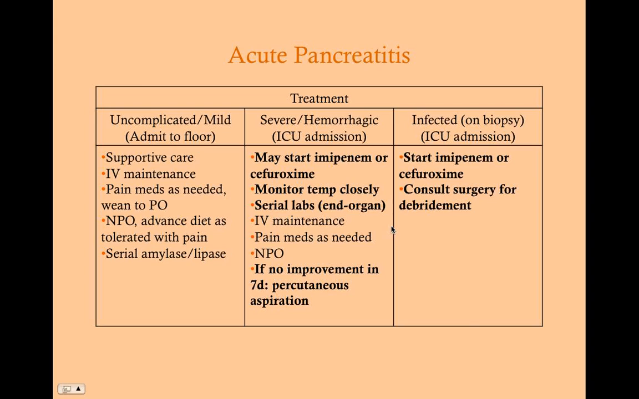And if the aspiration comes back infected, as it usually would, then you're going to start imipenem or cefuroxime, and you should consult surgery for debridement. And in that case, that's going to be where you're actually going to take out the pancreatic tissue that's infected. Generally, if you've already started imipenem and cefuroxime and there's been no improvement, then you're just going to have to go ahead and consult surgery for debridement right there.